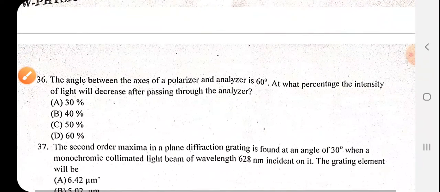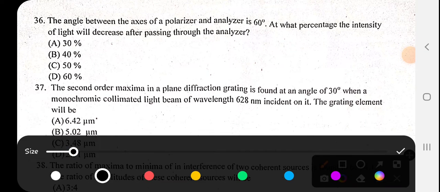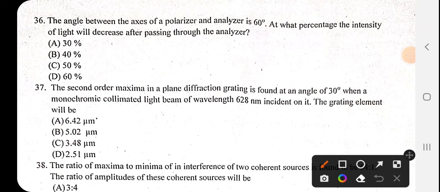Now come to the question number 36. The angle between the axis of a polarizer and analyzer is 60 degree. At what percentage the intensity of light will decrease after passing through the analyzer? This is from Malus law. So from Malus law we have to find out the intensity formula.